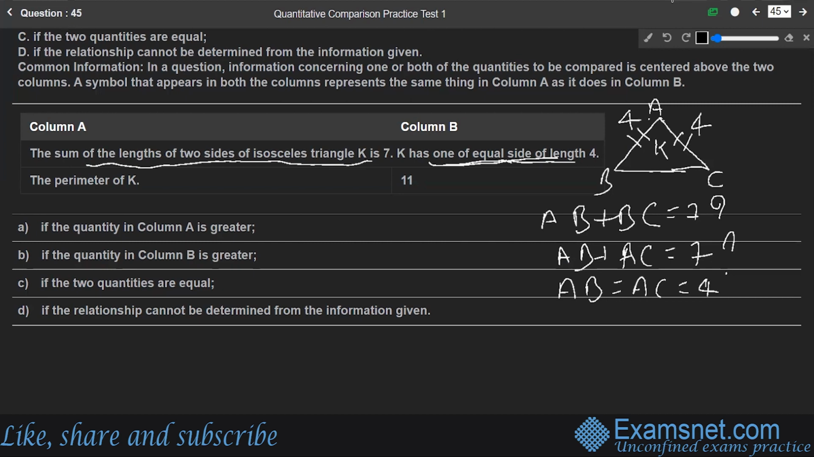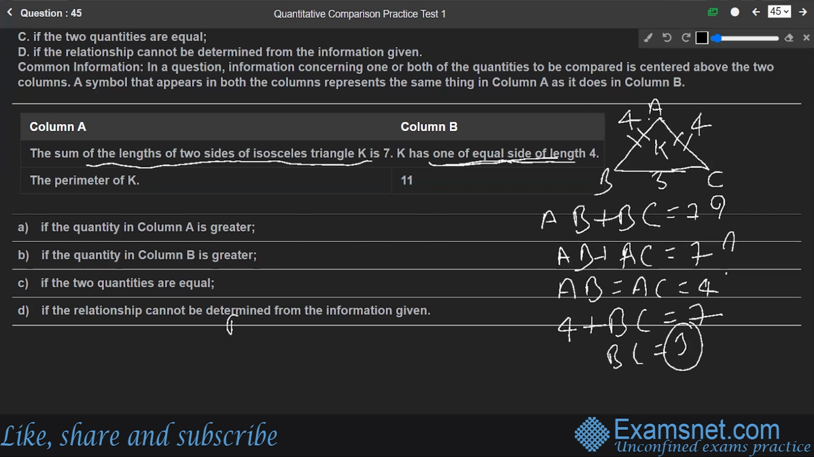Now we can find out the rest. The sum of the lengths of two sides is 7. So obviously the next unequal side is given by 4 plus the unequal side BC. The sum is 7, so the value of BC comes out to be 3. So we have got the length of each side now: 4, 4 and 3. These are the lengths of the three sides.